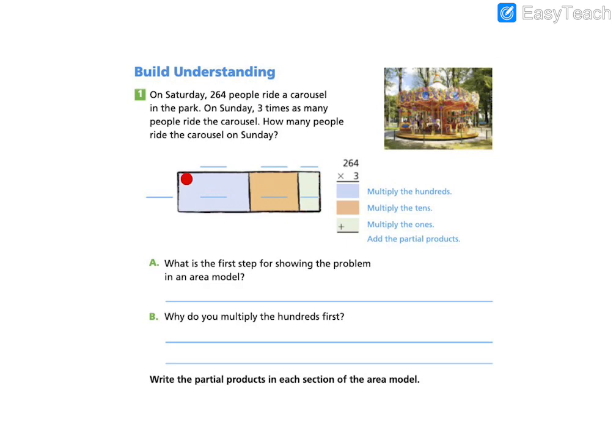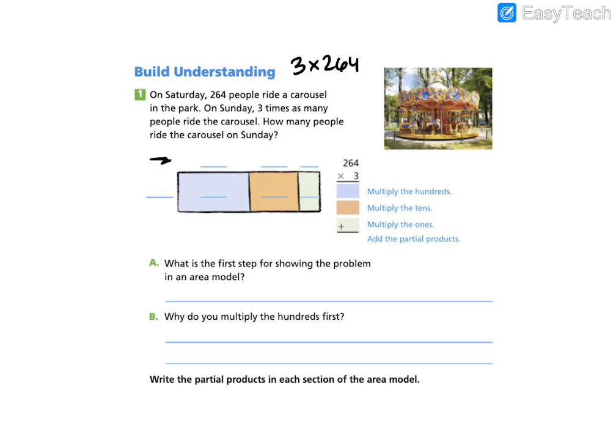All right, it's already written out here for us. Here we go. Number 1, on Saturday, 264 people ride a carousel in the park. On Sunday, 3 times as many people ride the carousel. How many people ride the carousel on Sunday? Well, I know my equation to solve will be 3 times as many as 264.